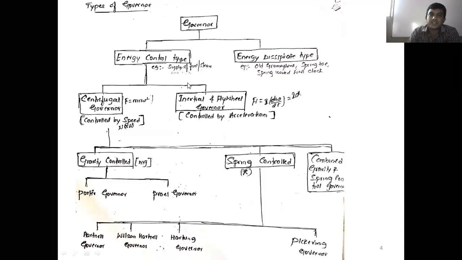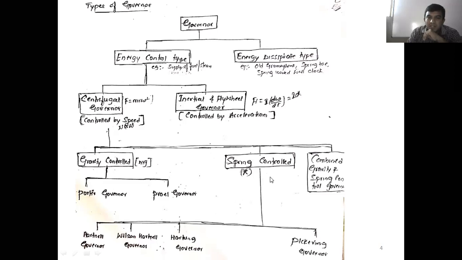Again, we will not discuss the inertial governor or flywheel governor. We only discuss the centrifugal governor. Again, the centrifugal governor is further classified into three groups. Whether it is gravity control, meaning once the governor ball moves radially outward, how does it come back to the original position due to gravity, meaning the weight of the governor ball. What is the weight of the governor ball? It is m into g. This is gravity control.